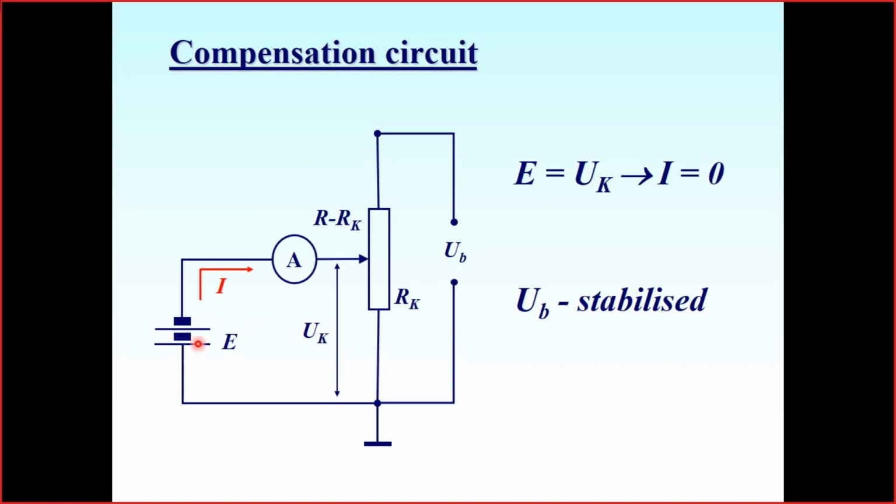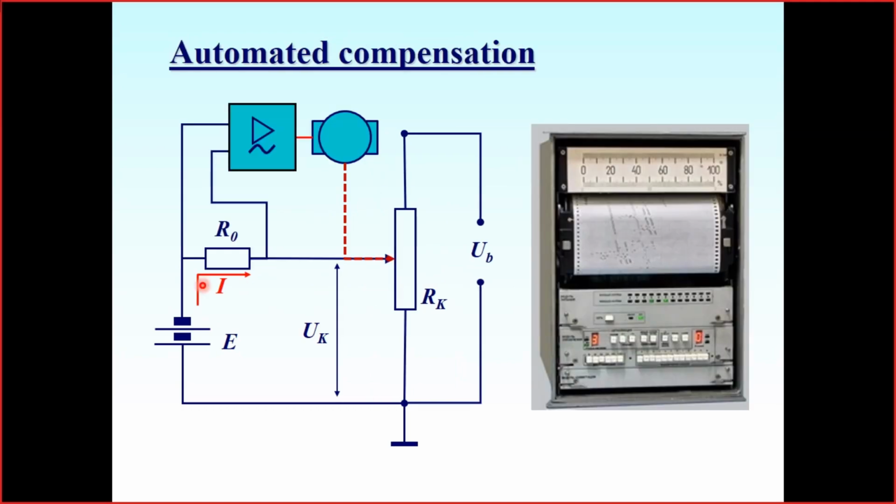We may measure the voltage by making a compensation and then calculating the voltage at this point, knowing the stabilized voltage and knowing the ratio between the upper resistance and lower resistance of this potentiometer. Such a circuit may be easily automated as well. So here is an example of an automated circuit.